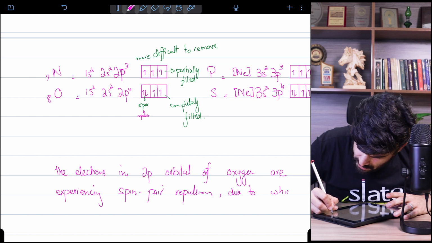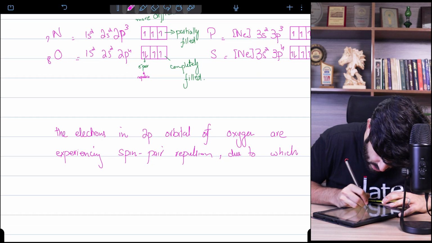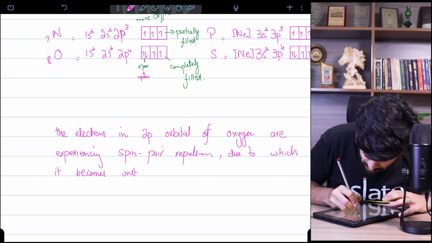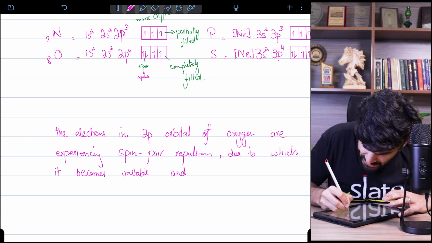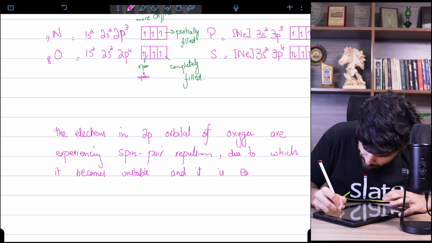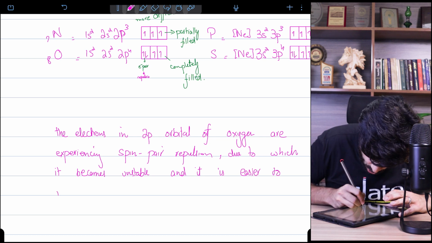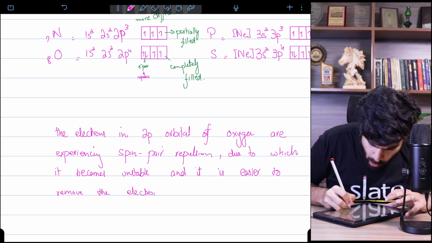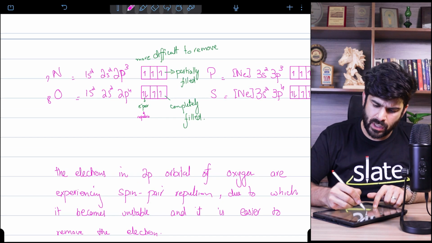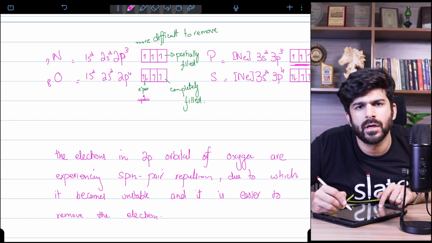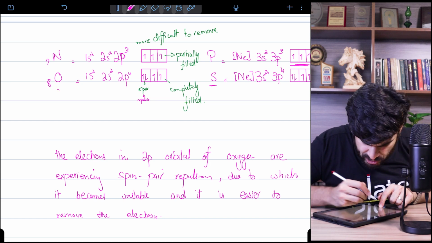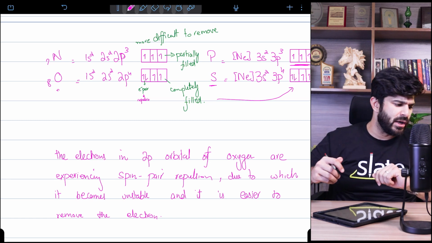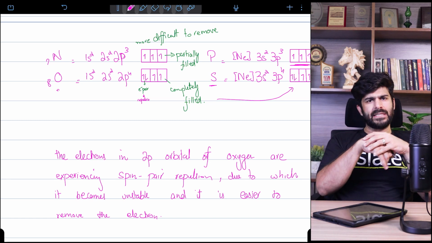due to which it becomes unstable and it is easier to remove the electron. While there is no spin pair repulsion in nitrogen or phosphorus, they're easy. We have spin pair repulsion in sulfur and oxygen. So they have lower ionization energy values because it destabilizes the system.